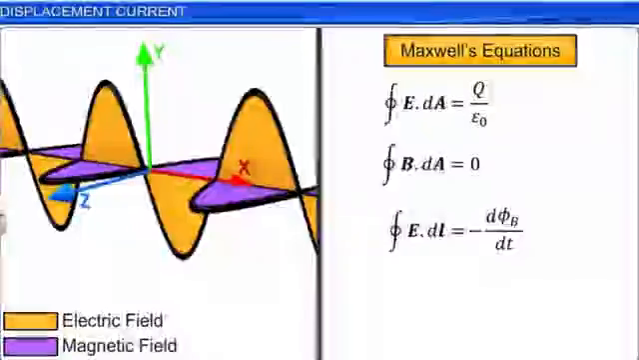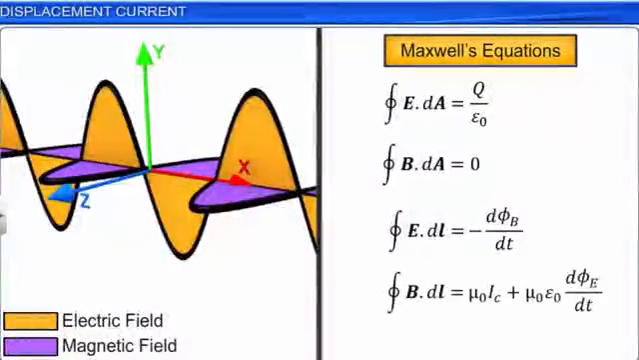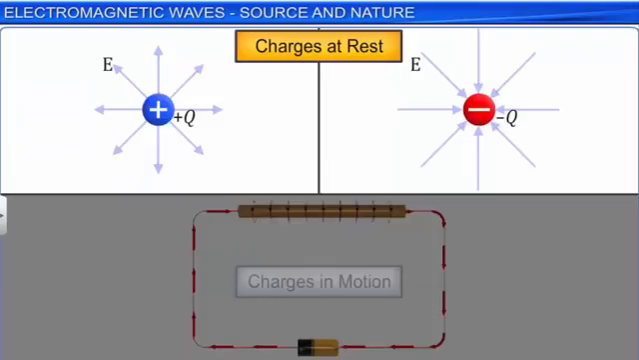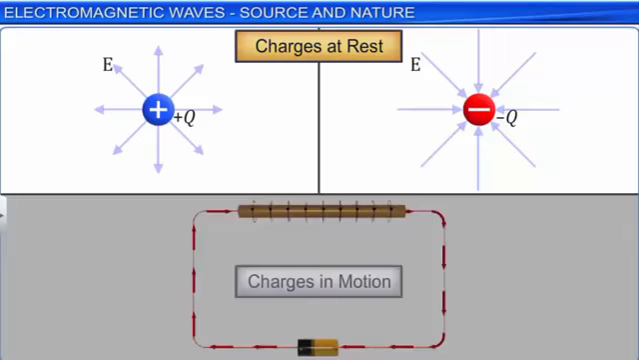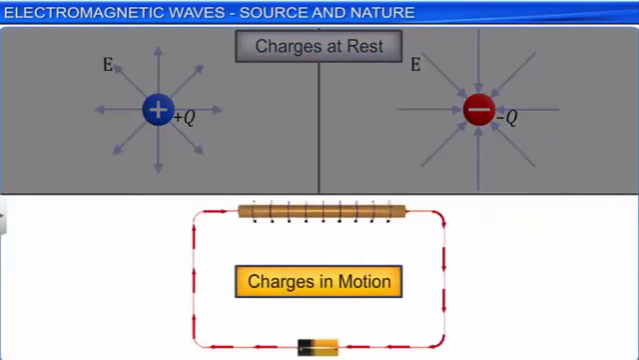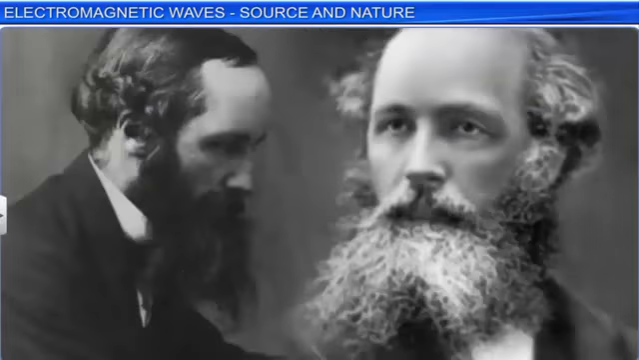Over the closed loop, the integral of B dot dl is equal to mu naught I_C plus mu naught epsilon naught into d phi E by dt. In earlier lessons, we have learned that charges at rest produce an electrostatic field, and charges in a steady current carrying conductor produce a constant magnetic field around it. But Maxwell explained that accelerating charges produce both an electric field and a magnetic field that varies with respect to time.